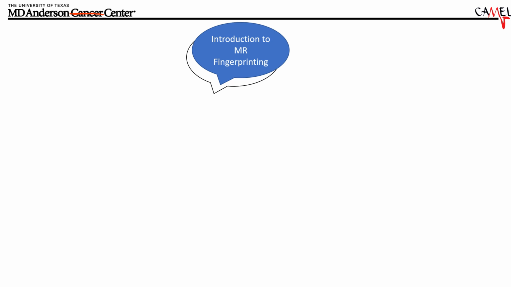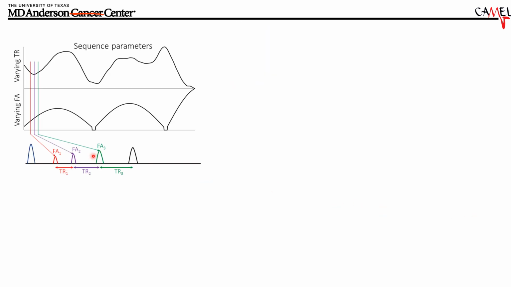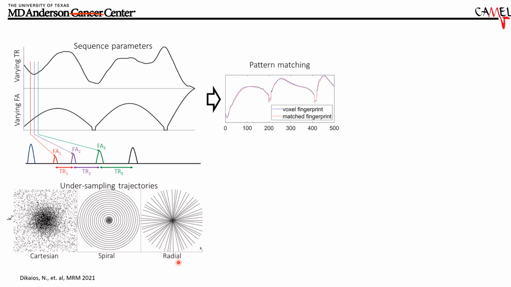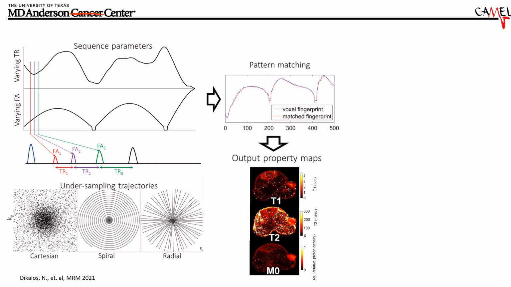I'd like to give an introduction to MR Fingerprinting, which uses a pseudo-random series of flip angles to produce what is seemingly a chaotic MR signal profile. If you perform this with undersampling, you can accelerate the acquisition, and we prefer to use a radial undersampling method in this particular work. The seemingly chaotic MR signal is then fed to a database of profiles of signals that are theoretically calculated, and that then can be used to output property maps of T1, T2, and M0.